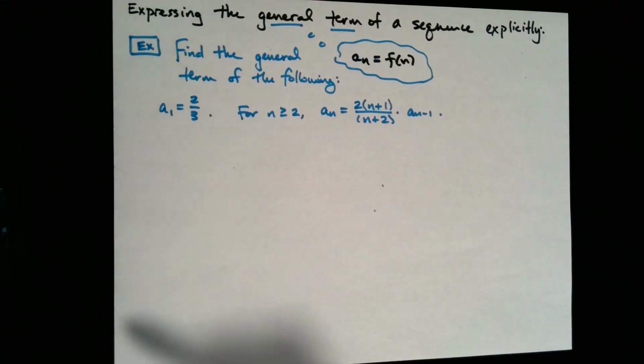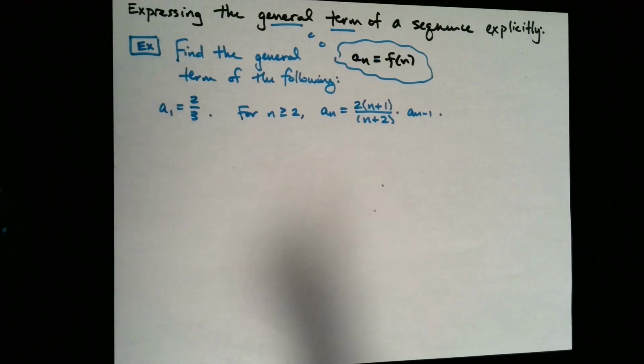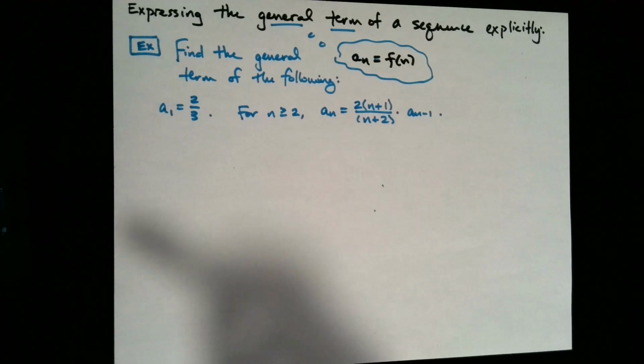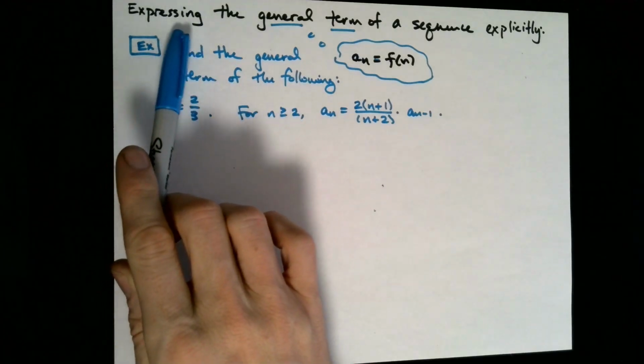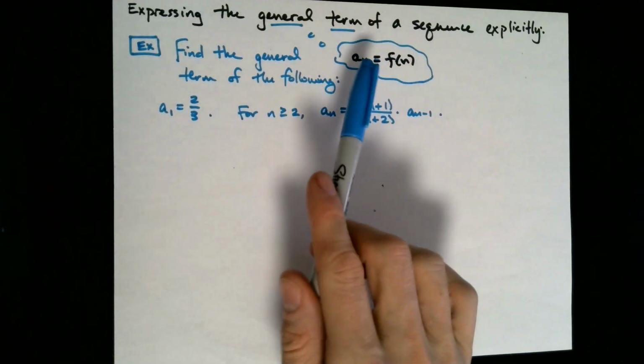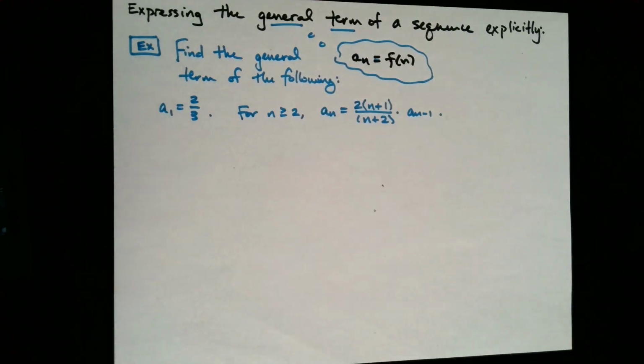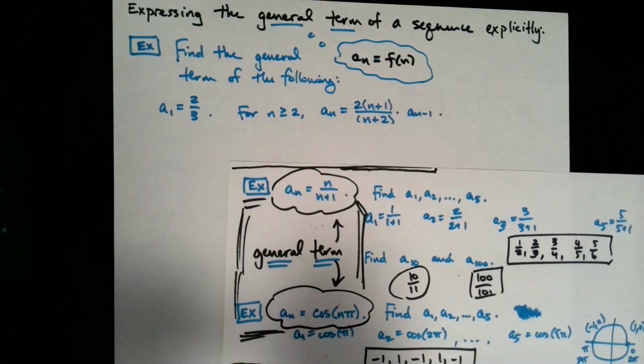All right, so in this video, we are going to collect the skills that we've gathered related to sequences and in some sense tie it all together. And we can do this by expressing the general term of a sequence. Now remember, we've seen examples of what a general term looks like.